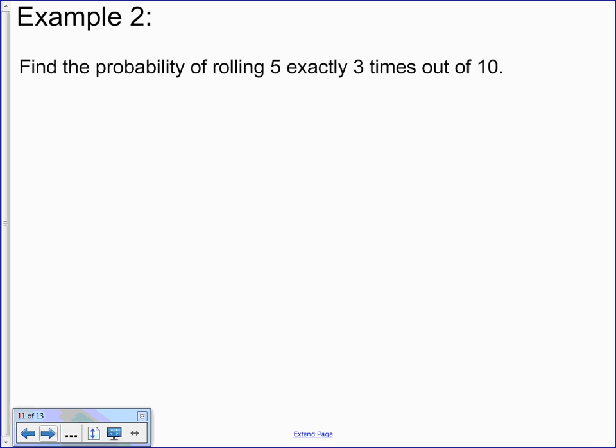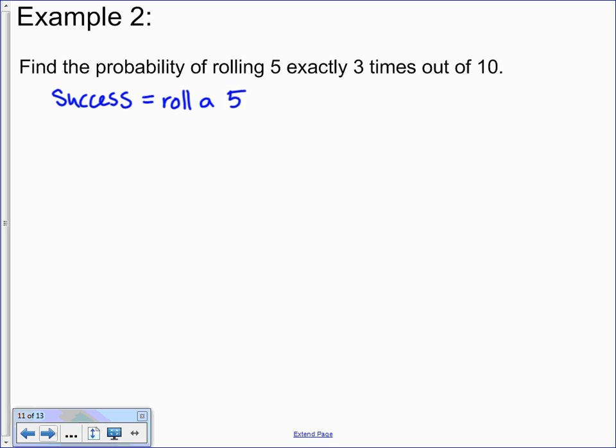Find the probability of rolling a 5 exactly 3 times out of 10. So here's the thing I'll say about binomial probabilities. Figure out what success and failure is. What are we going to call a success in this example? What do we want to do? Roll a 5. Okay, so let's call a success rolling a 5. I'm going to write that down. I don't always write this down, but I think it's helpful for our notes so that we know. The success is that I roll a 5.